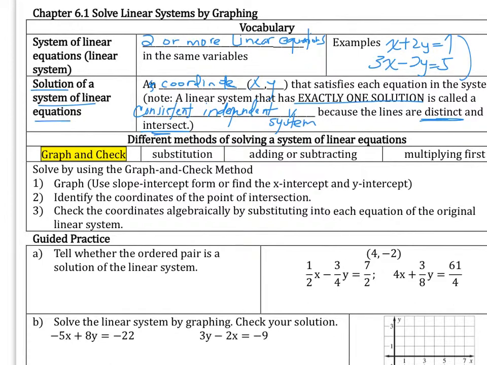The first method I'm going to show you is called the graphing and check method. The first step is to either use slope-intercept form or find the x and y intercepts to graph. Then you need to identify the coordinates of the point of intersection. This would be your solution. But before you finalize your answer, you still need to check the coordinates algebraically by substituting into each equation of the original linear system. So let me show you how to do this.